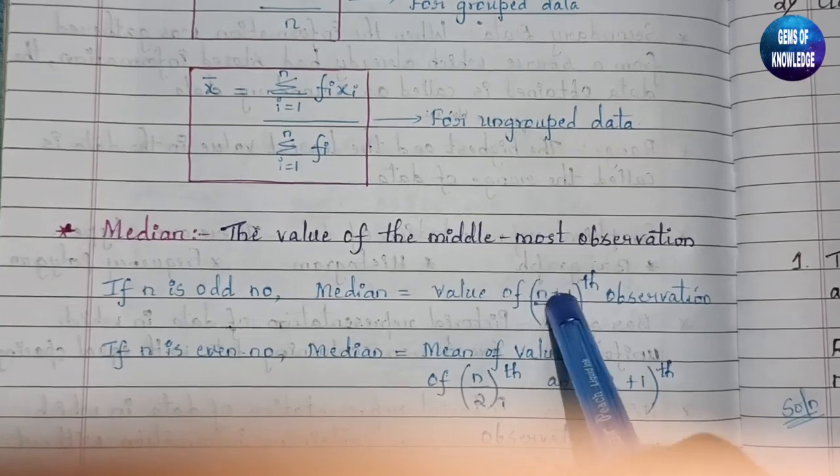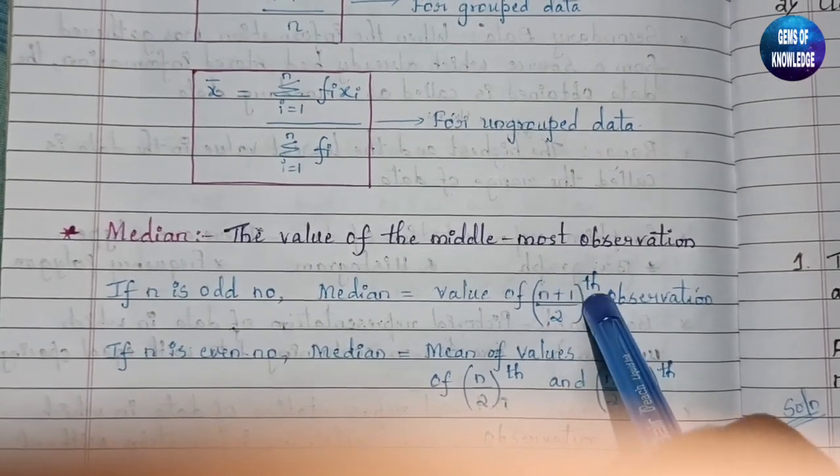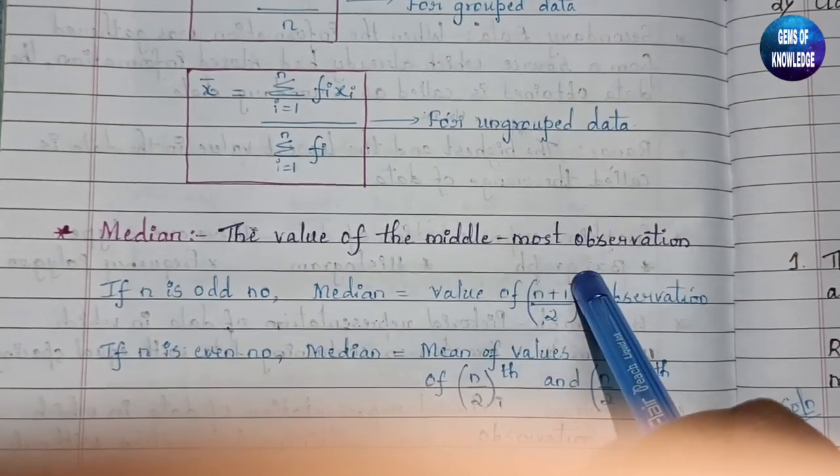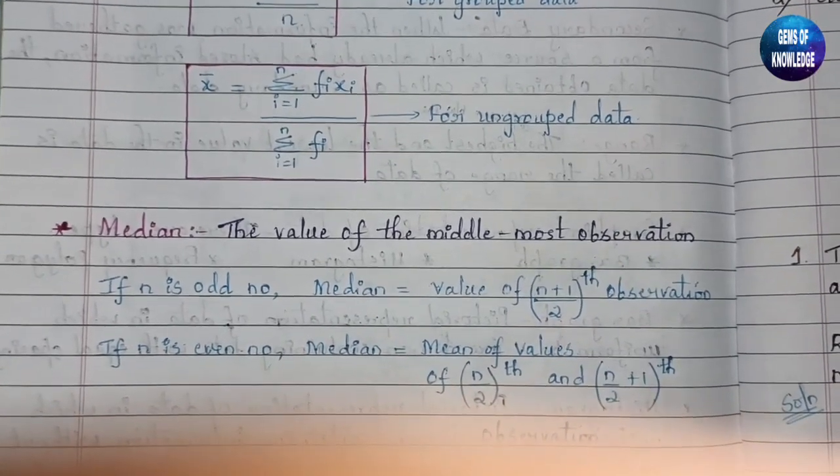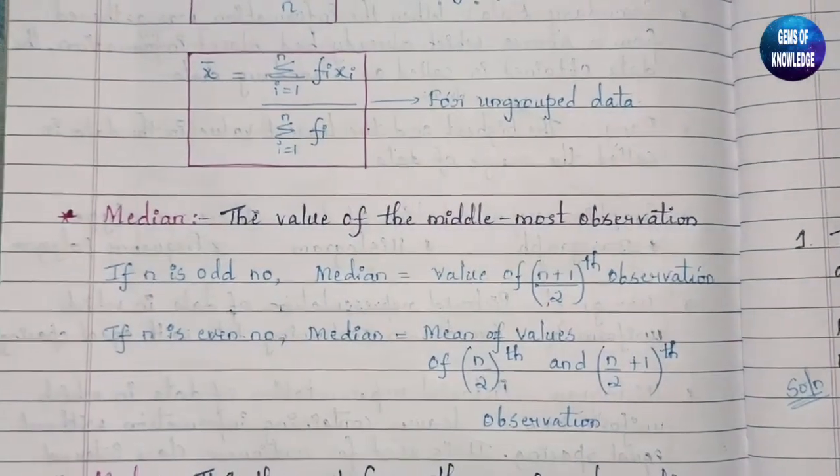So what you will do is n plus 1 means 3 plus 1 divided by 2. 3 plus 1 is 4. 4 divided by 2, you will get 2. So that will be the second observation, which is the median of your observations.